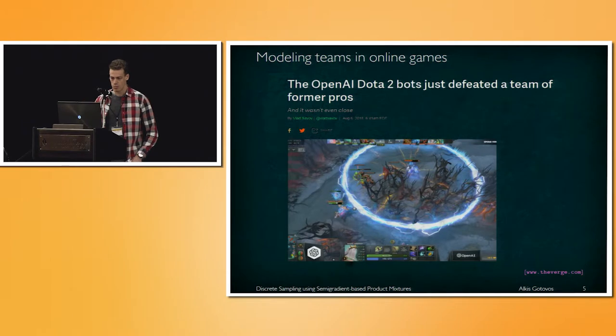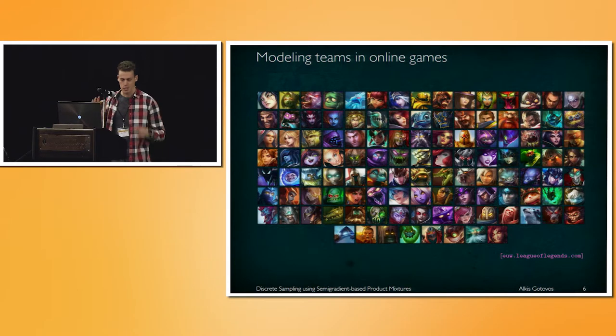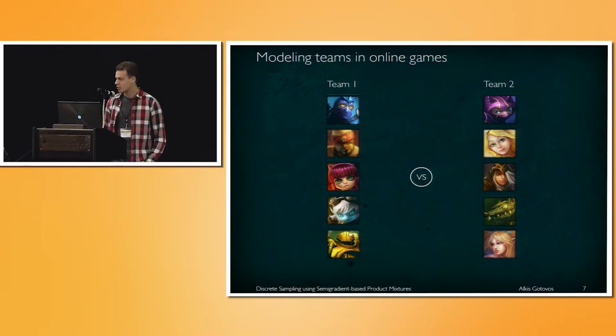Here's a much more lighthearted example. Two days ago, when I was traveling here, I saw this big news that this OpenAI bot won a game, this online game called Dota 2, which is pretty famous, versus human pros. If you don't know anything about these games, the setup is very similar to these genes. You have a pool of characters that people can choose from, and then you have two teams of these weird looking characters, people choose 5 of them on each team, and then they play against each other in this complex, strategic, real-time game, and one of them wins.